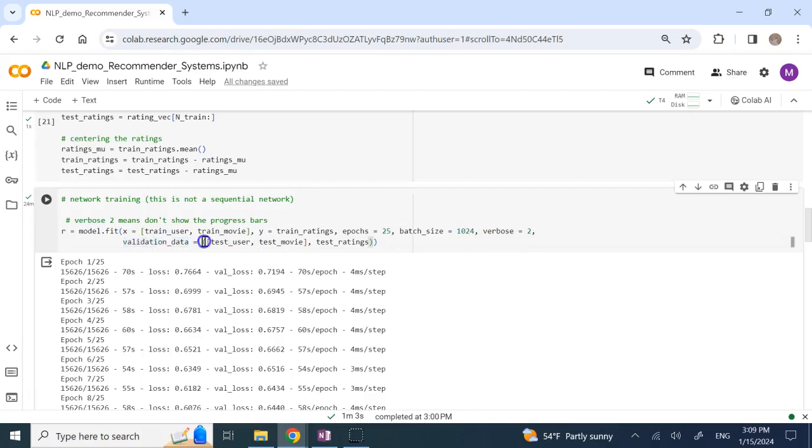For validation data, you see I combined all of the test user IDs, the test movie IDs, and the test rating in a single parentheses, where the inputs, the two inputs, are combined with a bracket. So these are the test inputs, and this is the test target.